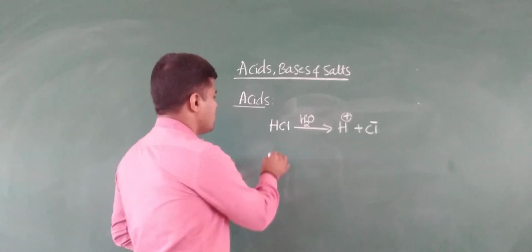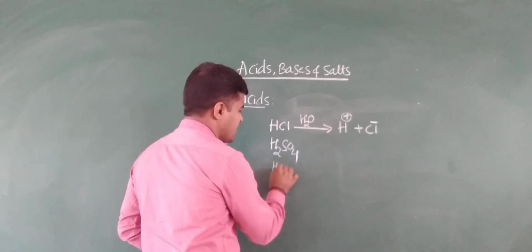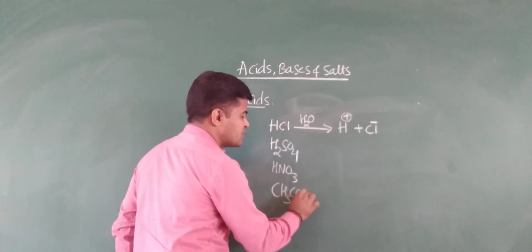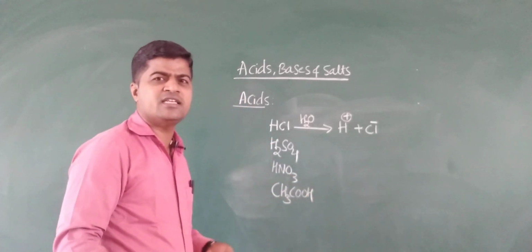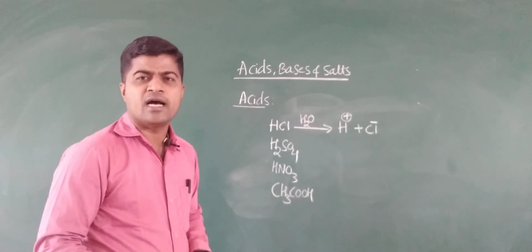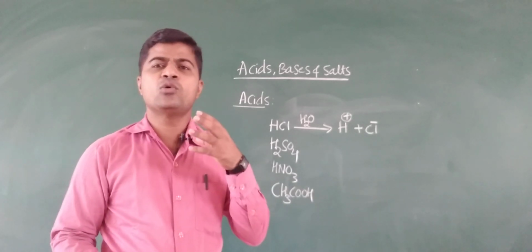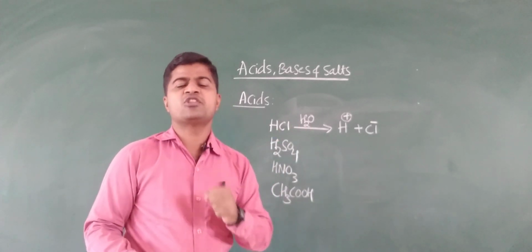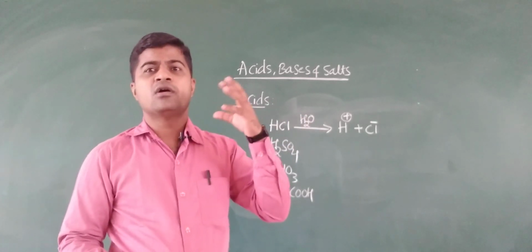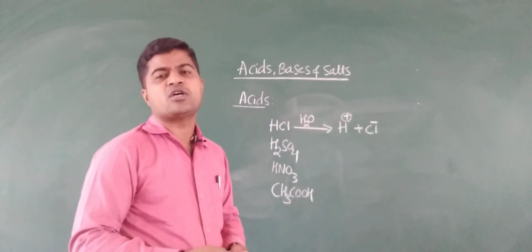And even you can take H2SO4, HNO3, and acetic acid, CH3COOH. These are the acids which give H plus ion when dissolved in water. That is why we call them acids. So this is a very important definition. Based on this, we are going to measure the strength of an acid, whether the acid is highly acidic, slightly acidic or less acidic. We are going to tell that based on the H plus ion release.